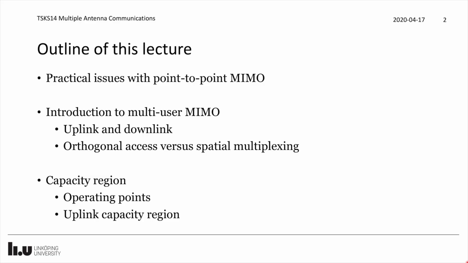In this lecture, I will first wrap up the topic about point-to-point MIMO and talk about some of the practical issues with achieving the gains that we have been deriving in the previous lectures. Then I will provide an introduction to an alternative type of MIMO called multiuser MIMO. I will talk about the uplink and downlink. And then we will talk about orthogonal access versus spatial multiplexing. And finally, I will spend some time talking about the capacity region, different operating points, and derive the uplink capacity in some simple setups.